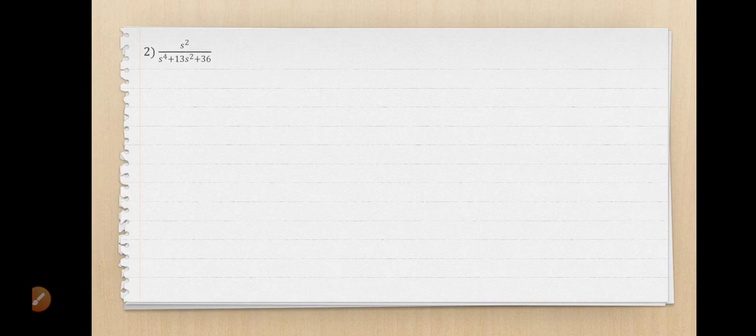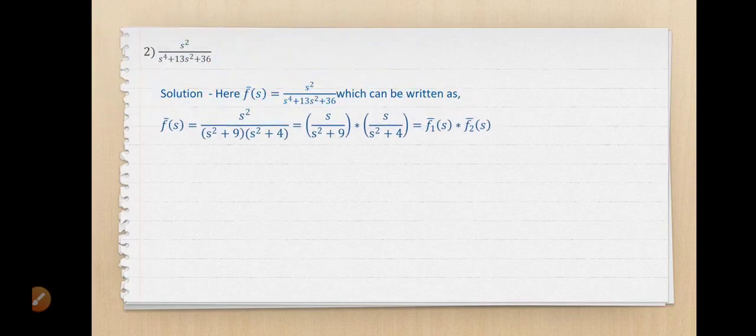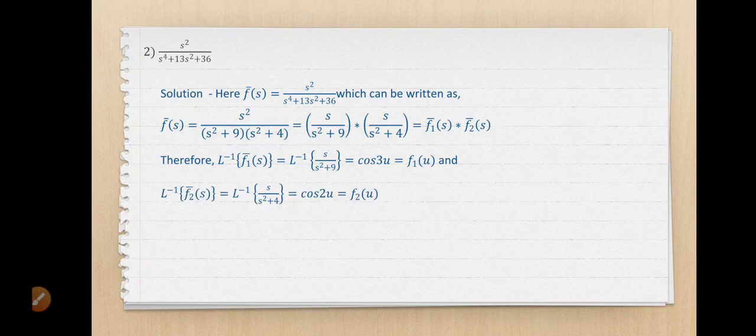First step, we have to write f bar of s as a product of f1 bar of s and f2 bar of s. Now you have to take inverse LT of f1 bar and f2 bar. Obviously, here you will get the answer for f1 and f2 as cos function. In the first example, we got the answers as sine 3u and sine 2u. So here inverse LT of second function is cos 2u.